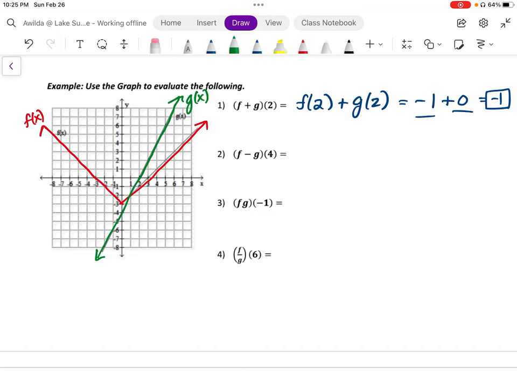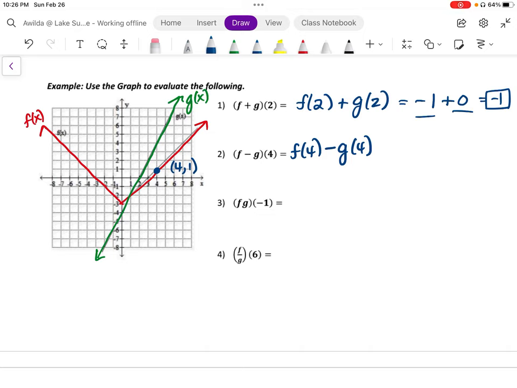Okay. So next we have f minus g evaluated at 4. This is equal to f of 4 minus g of 4. On the red graph for f, I'm going to find the ordered pair that has an x coordinate equal to 4, and I see that that's right here at (4, 1).